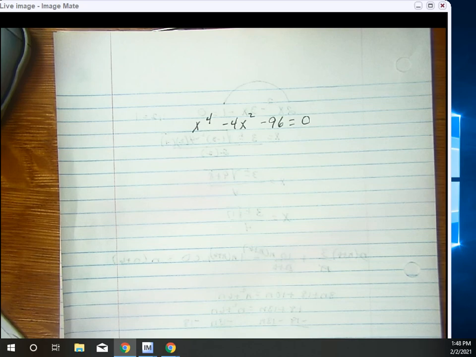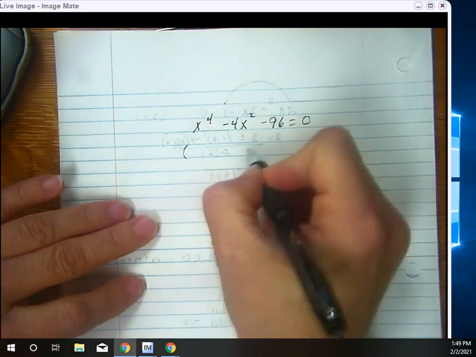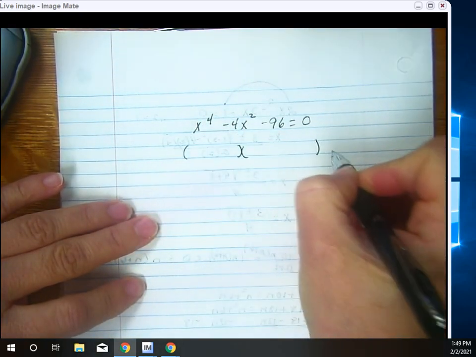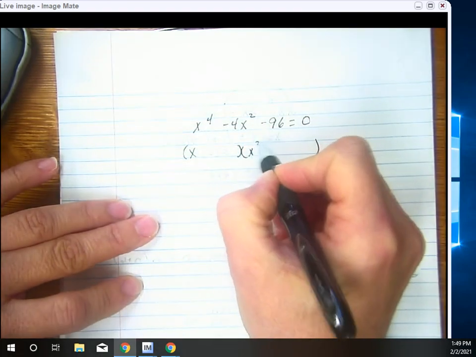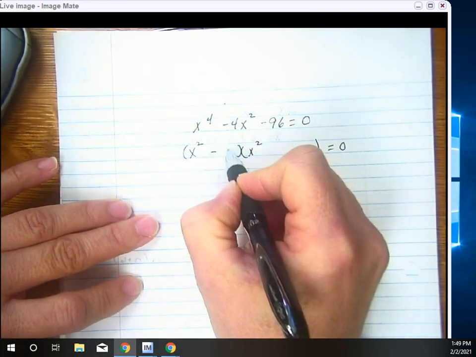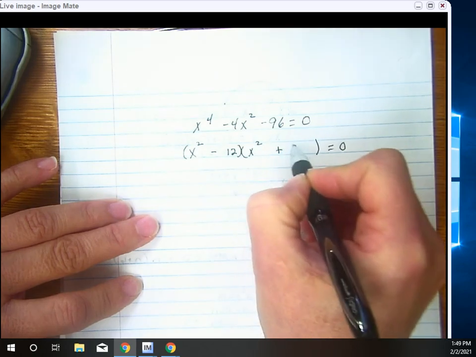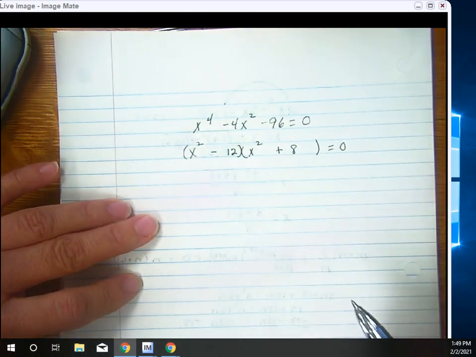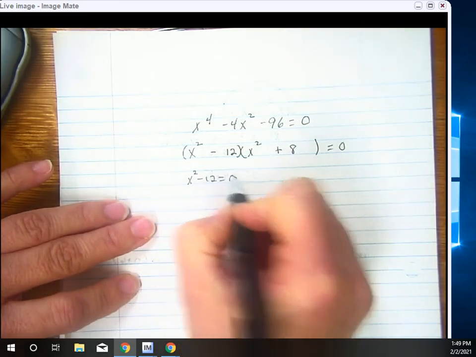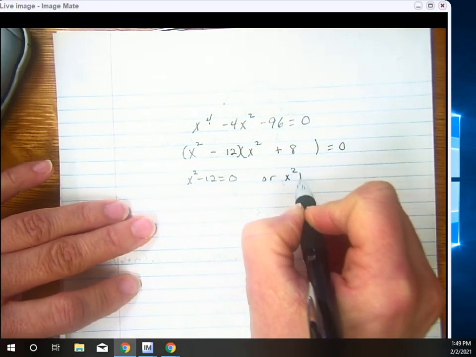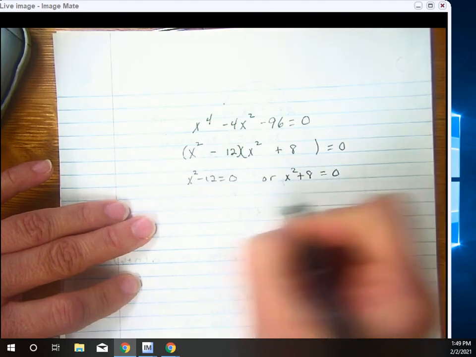Wait, why is that one only 38? 8 and 12. What did you multiply together to get x to the 4th? X squared. X squared times x squared, x squared minus 12, x squared plus 8 equals 0. Set each of them equal to 0. X squared minus 12 equals 0, or x squared plus 8 equals 0.